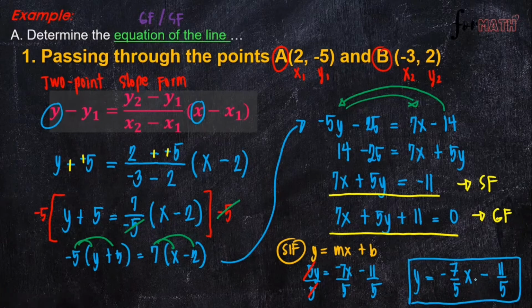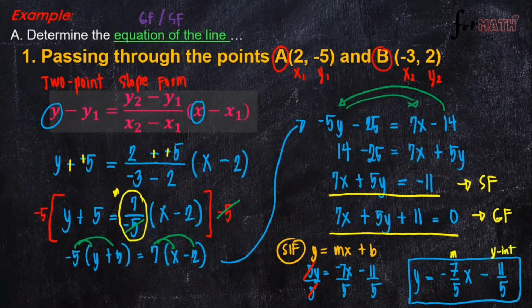Okay? So, depende po sa pinapahanap yung sagot. Kunwari, SF, so ito po yung sagot nyo. Kung GF naman, ito naman. Kung SIF, slope-intercept form, ito naman po. Okay? So, ibig sabihin ng slope natin dito ay negative 7 over 5. So, dito pa lang actually makikita na natin yung slope. Ito po yun. Diba yan yung m natin. Ito yung m, ito yung y-intercept.